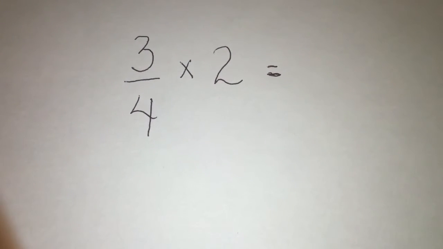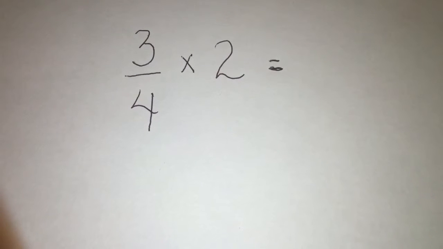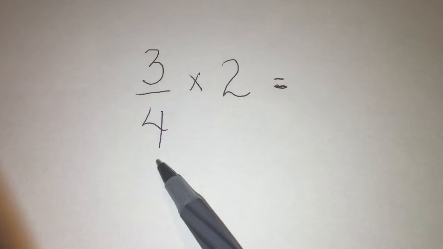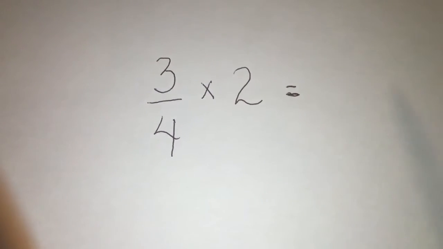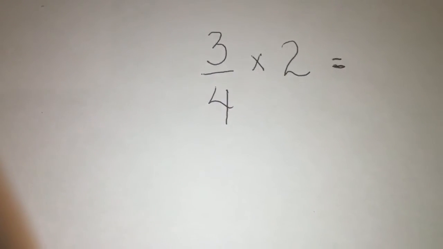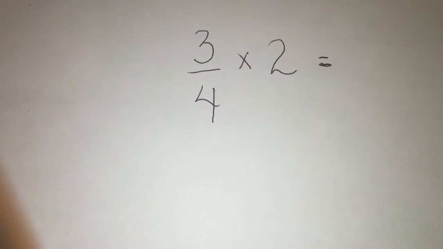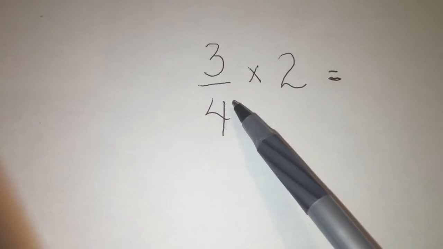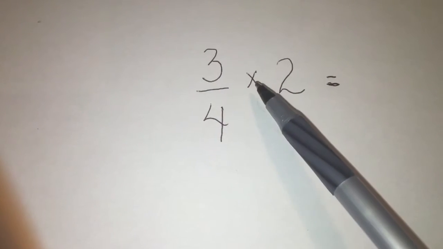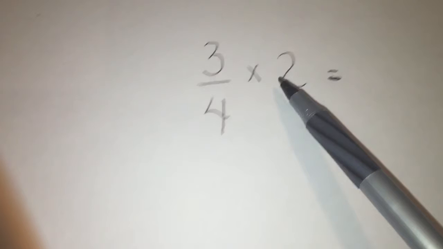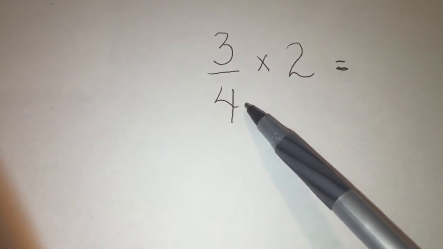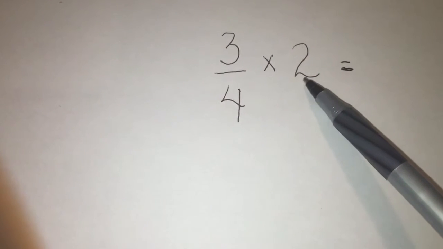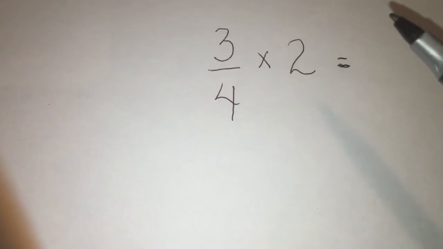Today, we're going to use fraction models to multiply a fraction by a whole number. Sometimes arrays will be difficult to do. For instance, in this problem, where we have 3/4 times 2. Very difficult to make an array of 4 wholes when we only have 2. So what do?